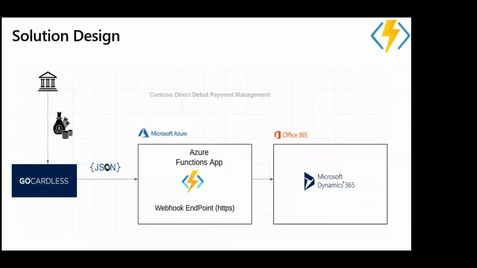So it's a simple architecture. When GoCardless collects money from the bank, they send an event using a webhook. Our Azure function is hosted with an HTTP binding, and the Azure function will then update Dynamics 365. So that's the function. Let's see the demo.